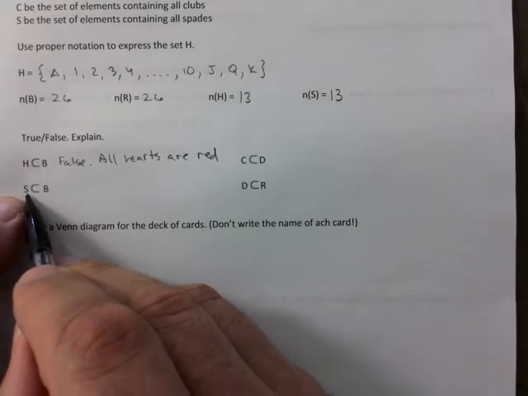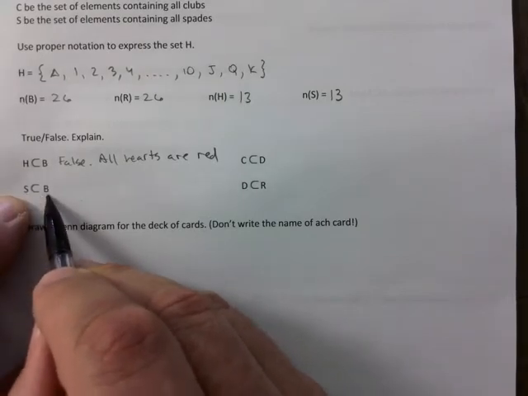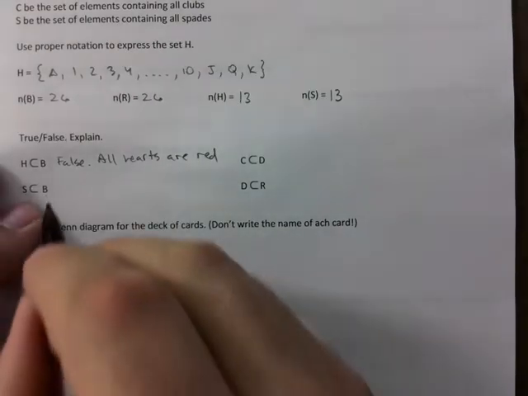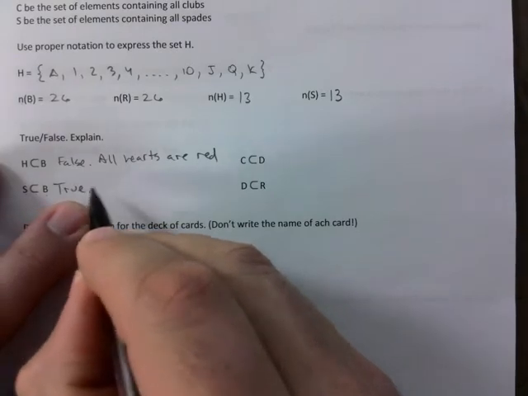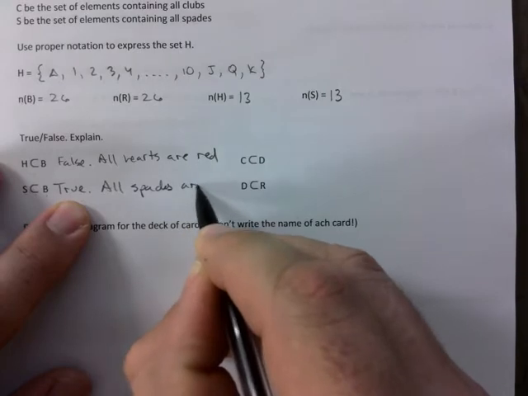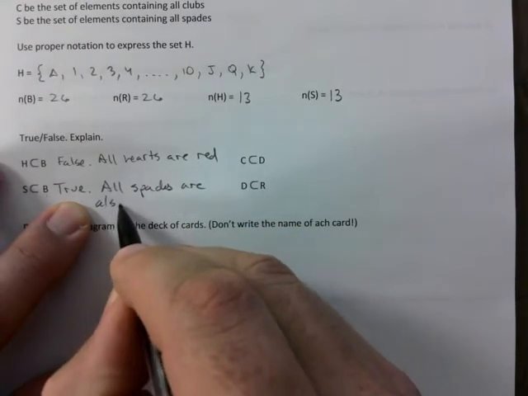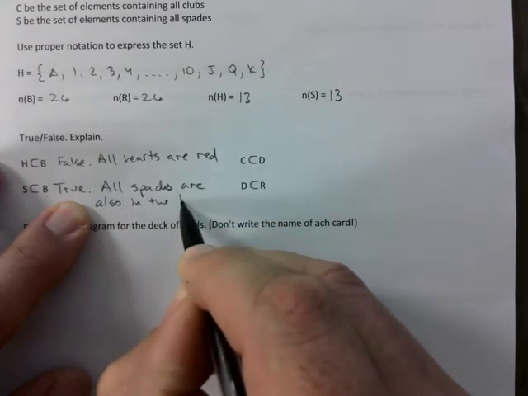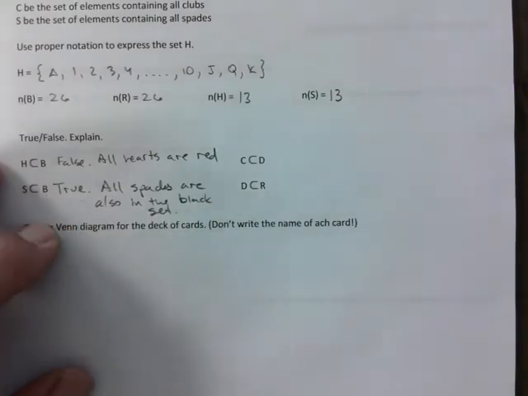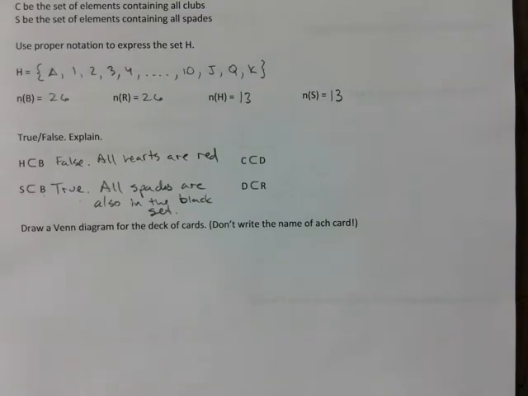There's not a single element in there, so that's false. Are the spades a subset of the black cards? Right? You've got 26 black cards. 13 of those are spades, so this is true, right? All spades are also in the black set. Okay? That's the requirement, that every single element in the first one needs to be in the second one.